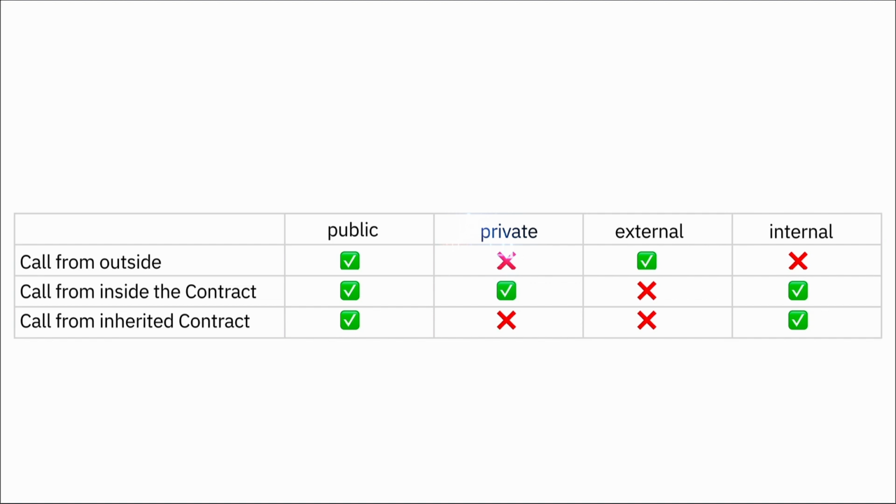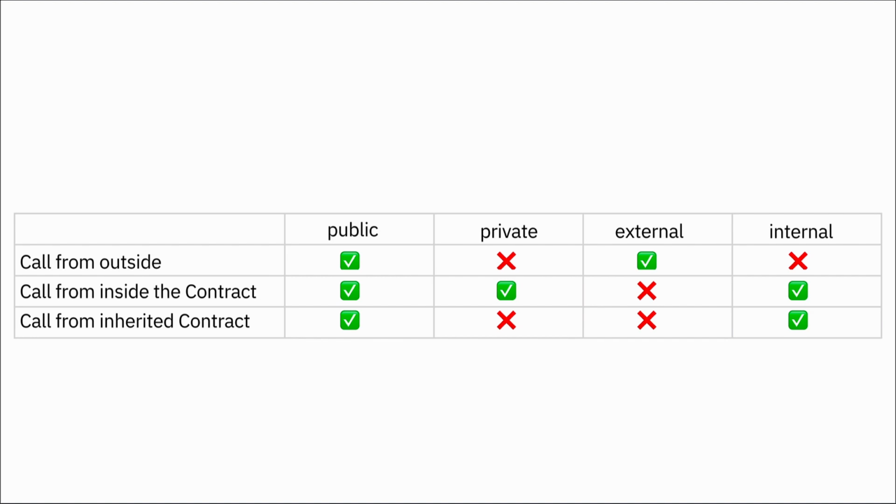Private means you can call it only inside the contract. External means you can only call it from the outside. And internal is just like private, except inherited contracts can also call such functions. We'll look at inheritance later in the course, so don't worry about internal for now.